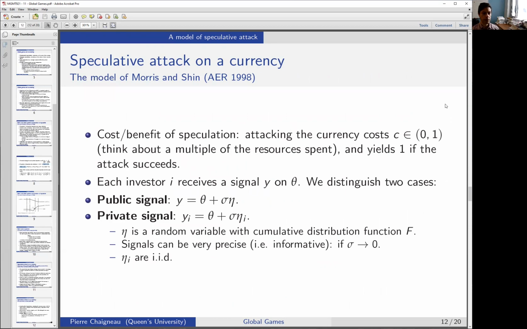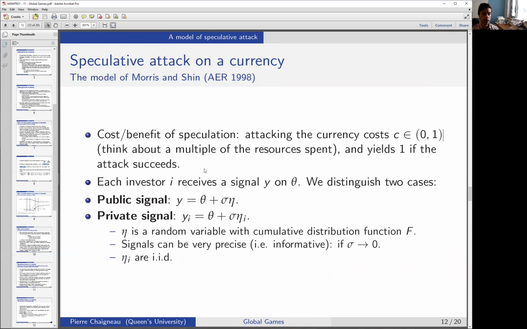Okay, so let's be a bit more precise. Now we're going to specify the costs and benefits of attacking the currency. Attacking is going to cost C, which is between 0 and 1, and the benefit is going to be 1. The speculator is going to compare the cost against the benefit. Also, the cost is going to be incurred no matter what. So even if the attack succeeds, you still have to pay the cost of attacking the currency.